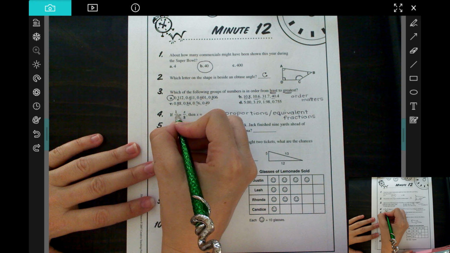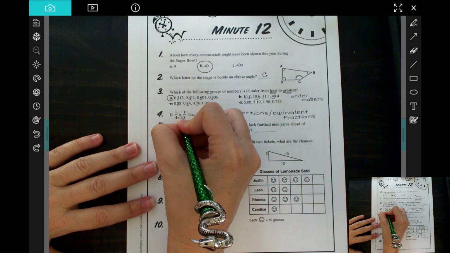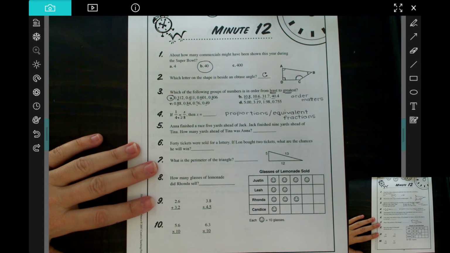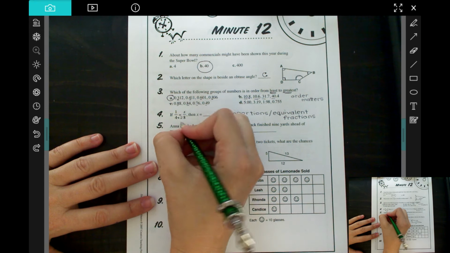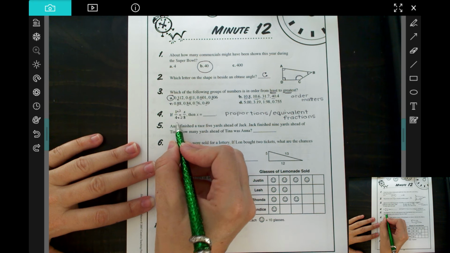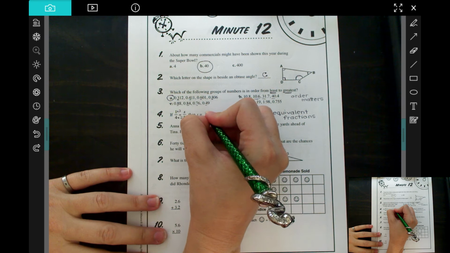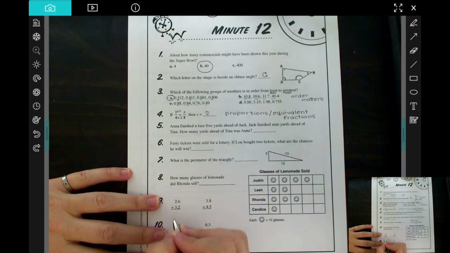So if you see here, I have 1/4 equals x over 8. 4 times 2 gives me 8. Whatever I do to the top or to the bottom, I must also do to the other. I have to do the same thing in both directions. So 4 times 2 is 8, and 1 times 2 is 2, so x equals 2.